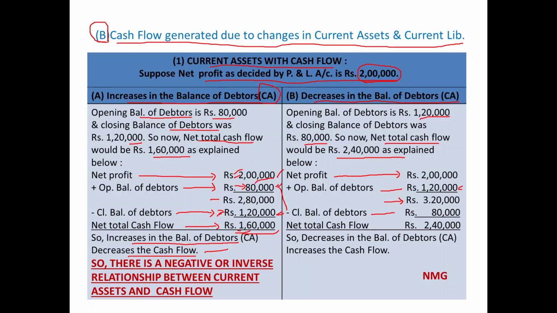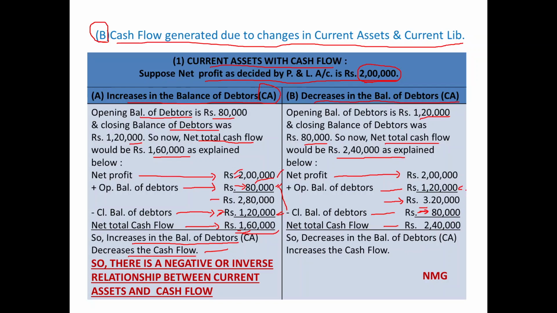Closing balance of debtors 80,000. Your money is lying with your debtors at the end of the year. Out of whatever credit sales you made this year, 80,000 rupees have still not been received. It is lying with the debtors. So this money is with your debtors. Your cash flow has been decreased by that amount at the end of the year. So minus 80,000. That gives net total cash flow rupees 2,40,000.